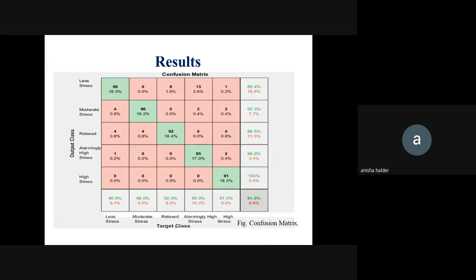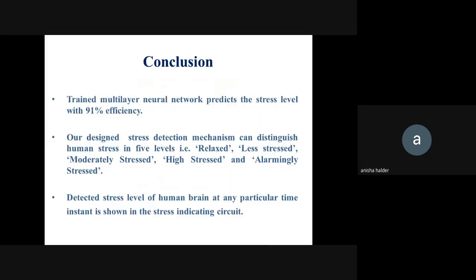Rest stress 80%, moderate stress 92%, total is 91%. Right? So these are the conclusions. The multi-layer network provides 91%.